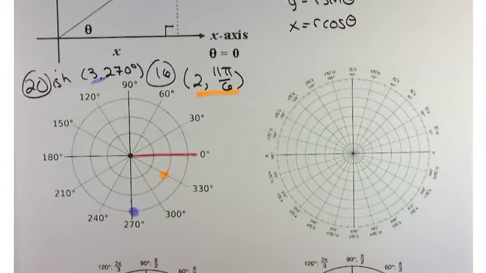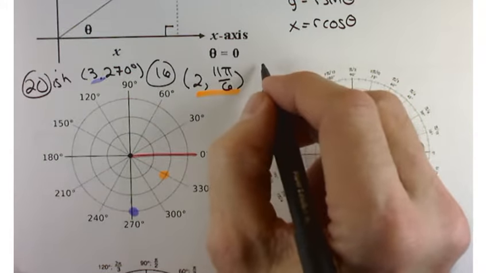So some easy, friendly points here for us. Where it gets a little bit more interesting is when we start accounting for negative values as well. So let's take a look at problem 20 in the book.